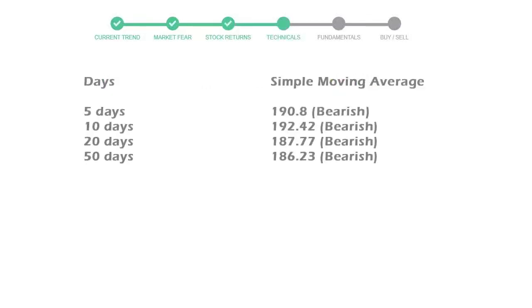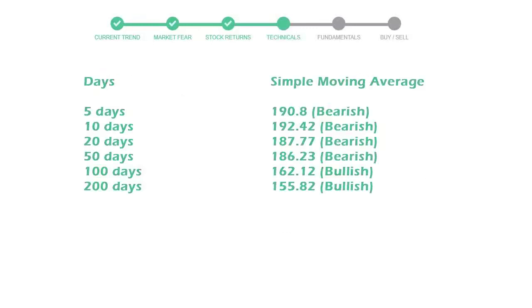Moving average indicates what could be the next footprint of the stock price in near future. 5-day average is 190 with a bearish indication. 10-day is 192 with a bearish indication. 20-day average is 187, which is a bearish signal.